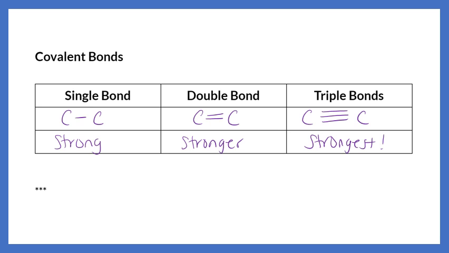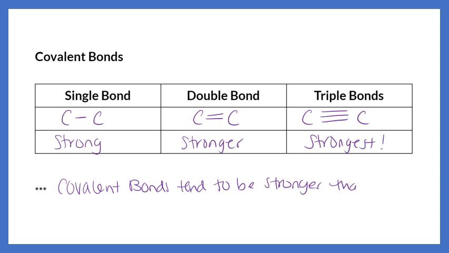And then typically, covalent bonds tend to be stronger than ionic bonds because both elements are equally interacting, whereas ionic bonds are connected by a charge. Okay?